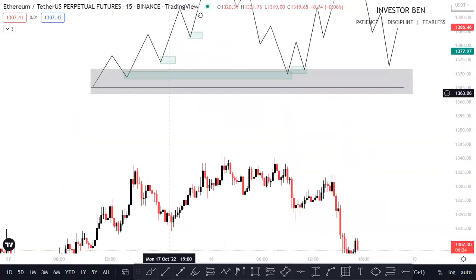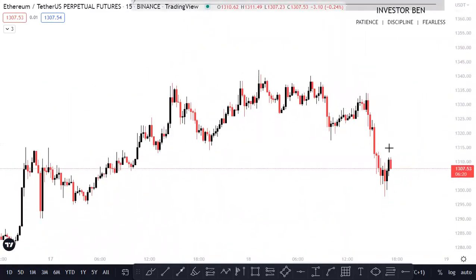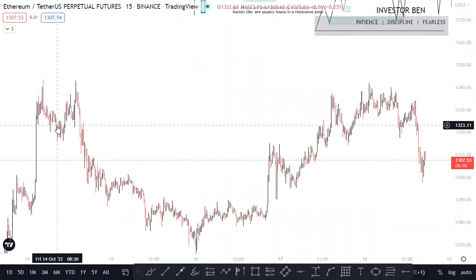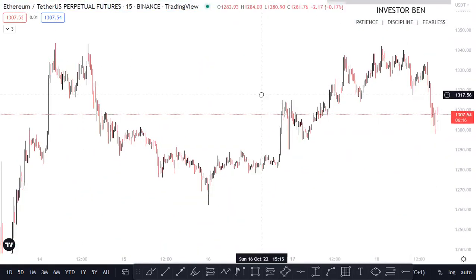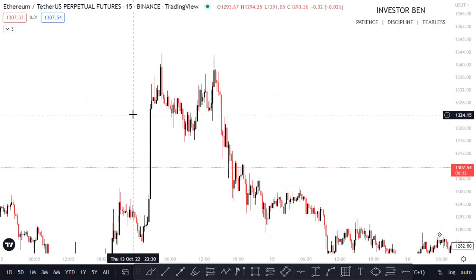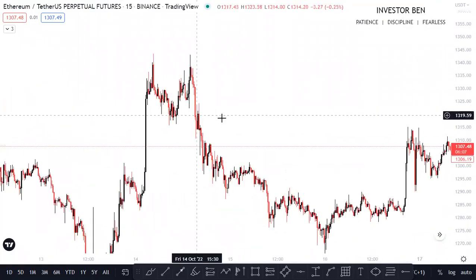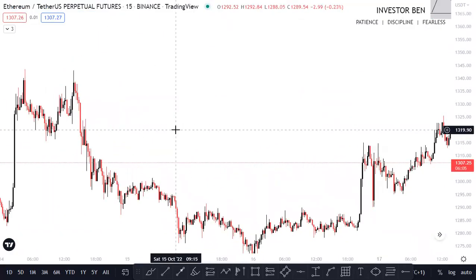So let's quickly dive into the live charts before even going deeper. We've seen several of them forming already. Look at this thing now.